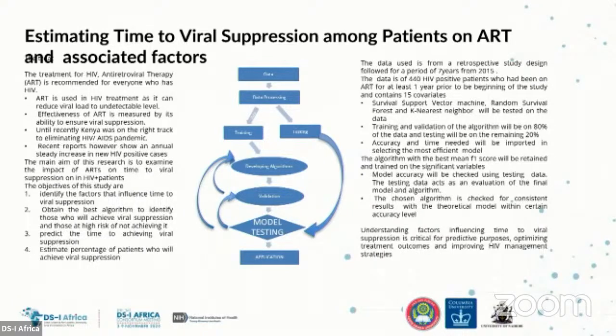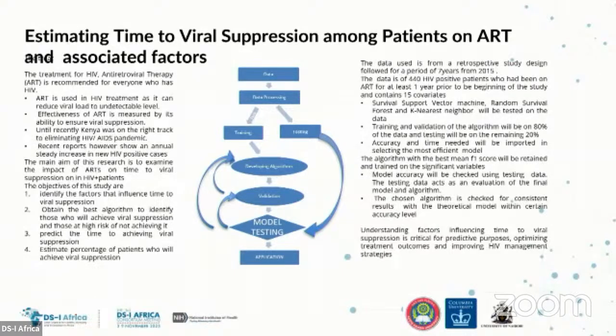My main objective is to identify the factors that influence time to viral suppression. The second is to obtain the best algorithm to identify those who will achieve viral suppression and those at high risk of not achieving it. The third objective is to predict the time to achieving viral suppression. And lastly, to estimate the percentage of patients who will achieve viral suppression.